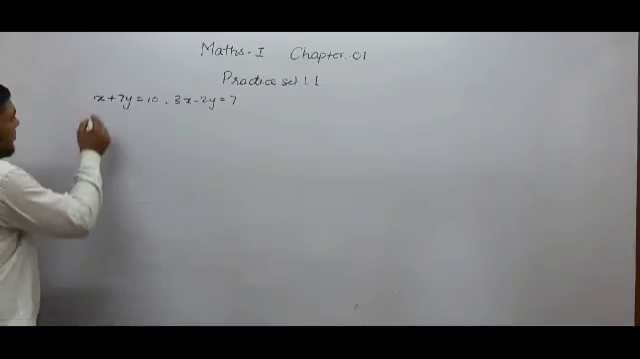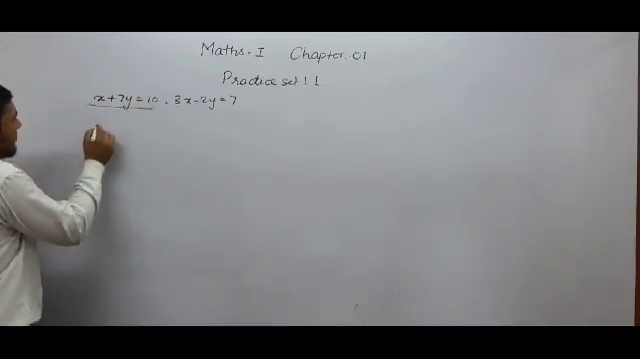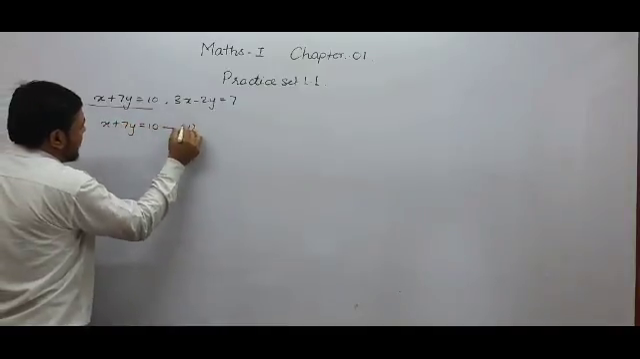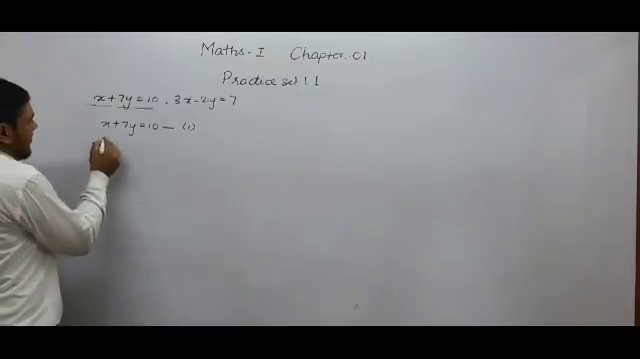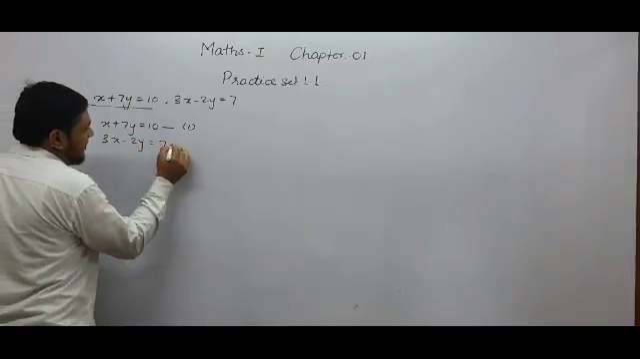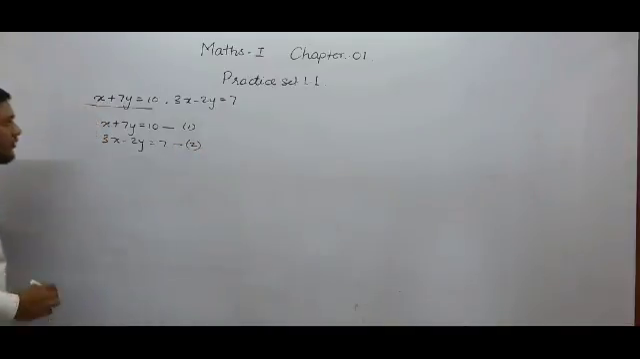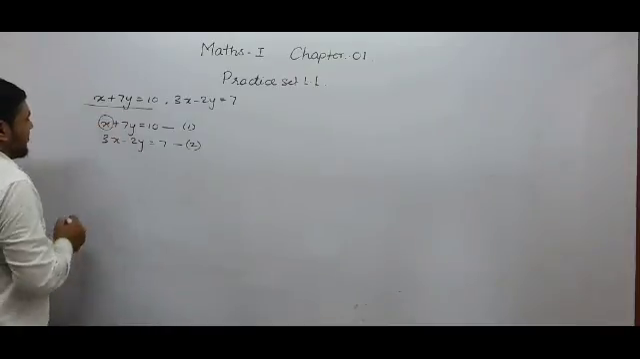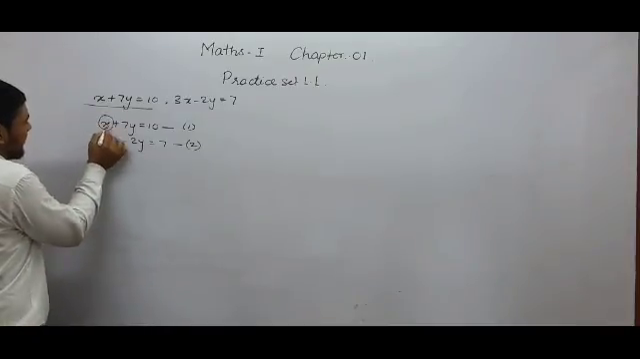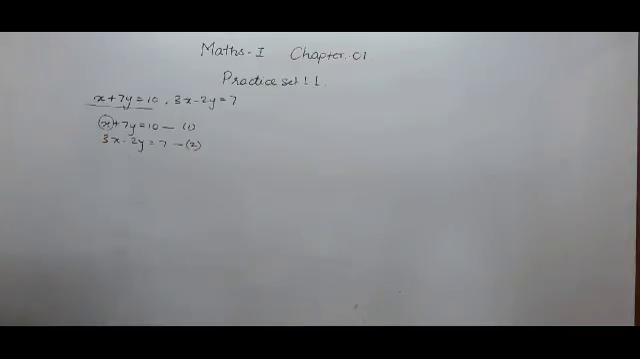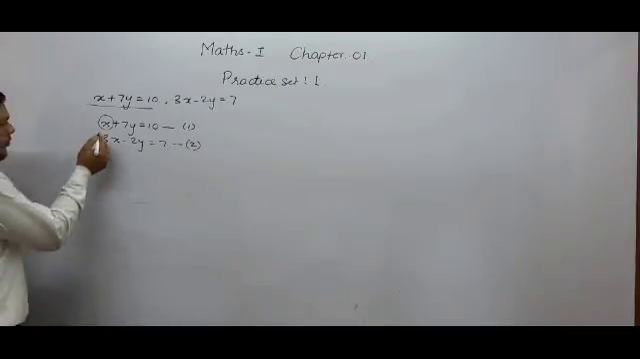So students, if you observe these equations, we will write x plus 7y equal to 10. Let this be equation 1, and 3x minus 2y equal to 7. Let this be equation 2. So students, here this x is here. If we can make this x 3x, then these terms will be eliminated by subtraction. So let's see how to do that.